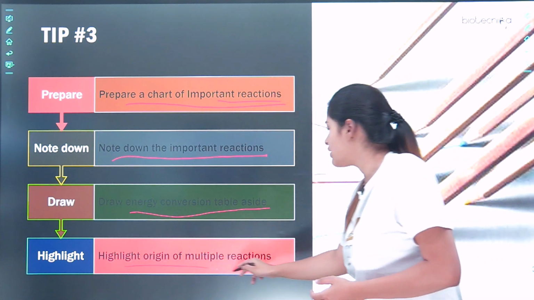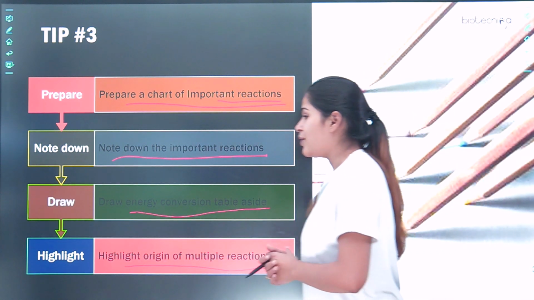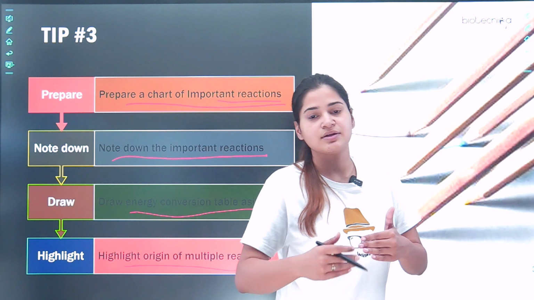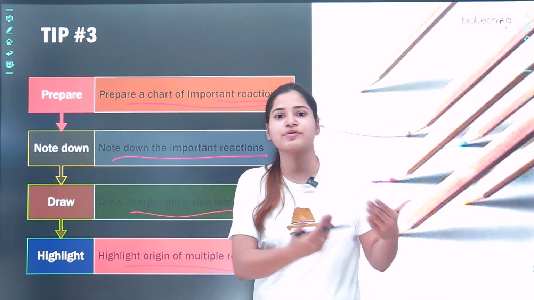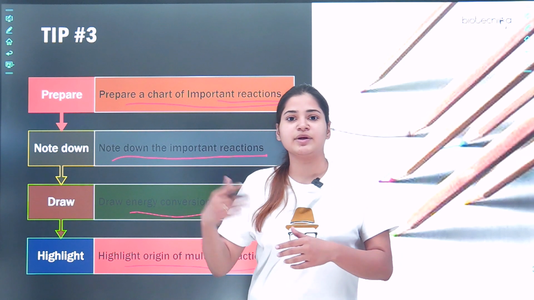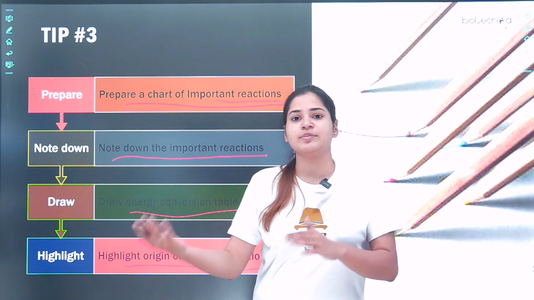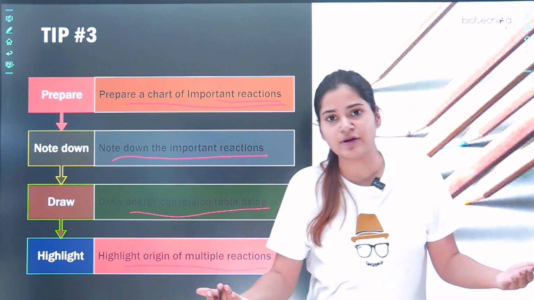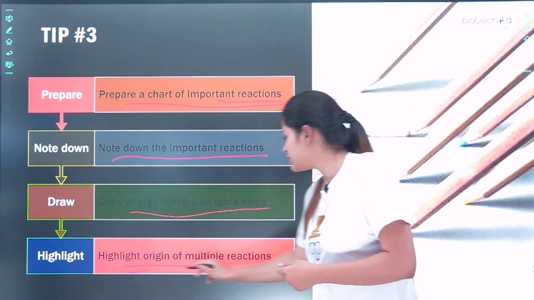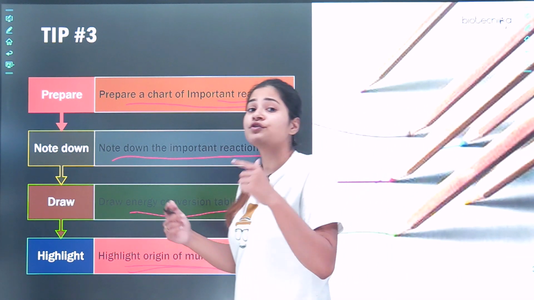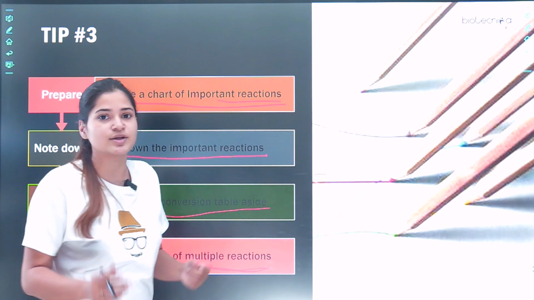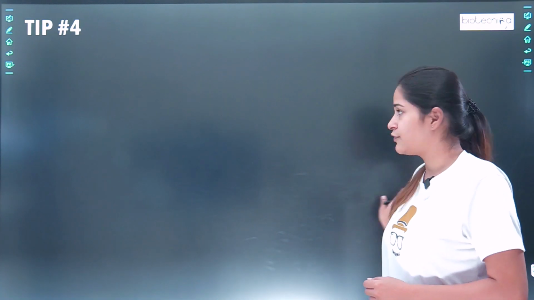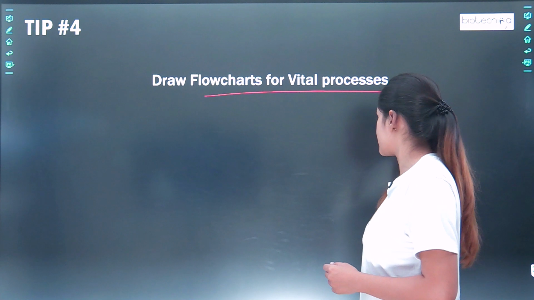The last one is you should highlight the origin of multiple reactions. Highlighting the origin of multiple reactions means, let's say acetyl coenzyme A. It starts, what will be the fate of acetyl coenzyme A? It might go to the Krebs cycle, it might build ketone bodies, it might lead to fatty acid synthesis, it might help in building cholesterol. So these are different pathways. This is the center from which many pathways originate. So you should highlight the origin of multiple reactions so that you won't forget. Even if the question comes twisted, you will understand the question and answer it properly. Tip number 4, draw flowcharts for vital processes.